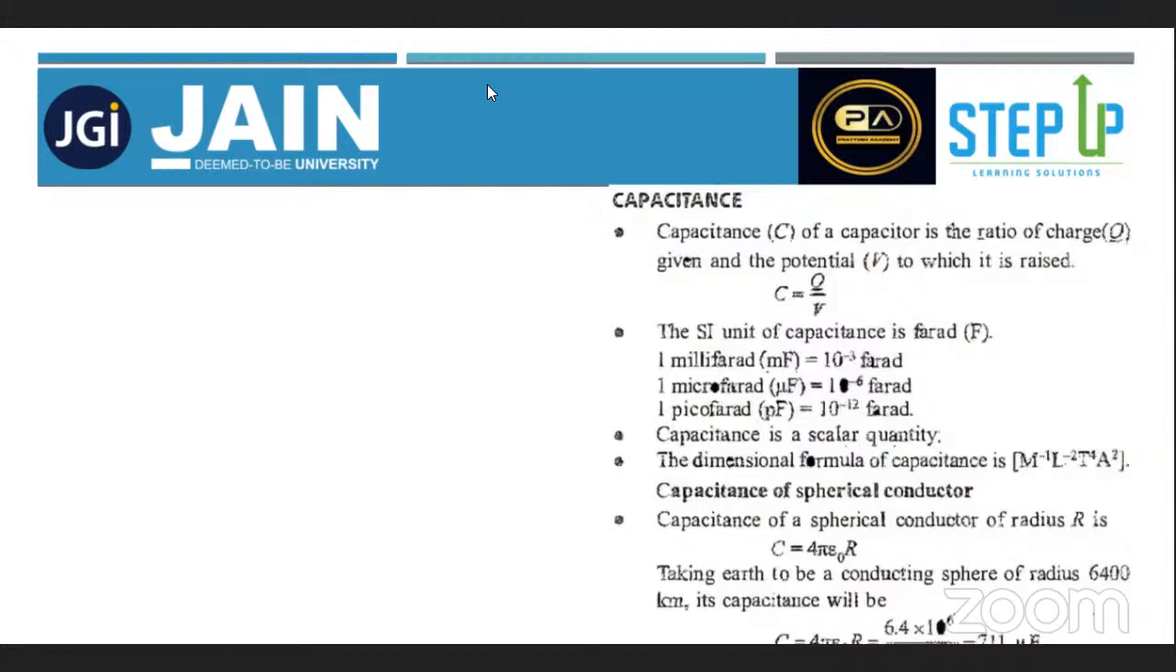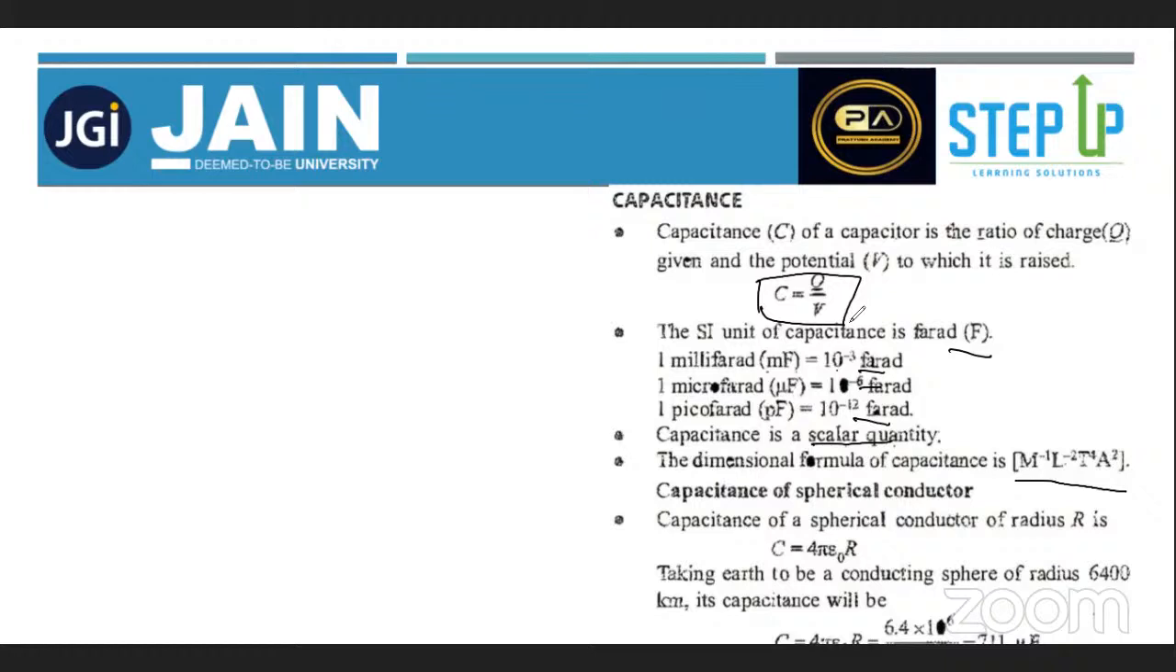Next topic is capacitance. Capacitance is C equal to Q by V. The SI unit is farad, with millifarad, microfarad and picofarad as other units. Capacitance is a scalar quantity. The dimensional formula of capacitance is M to the minus 1, L to the minus 2, T to the 4, A squared. You can write it by finding the value for V.